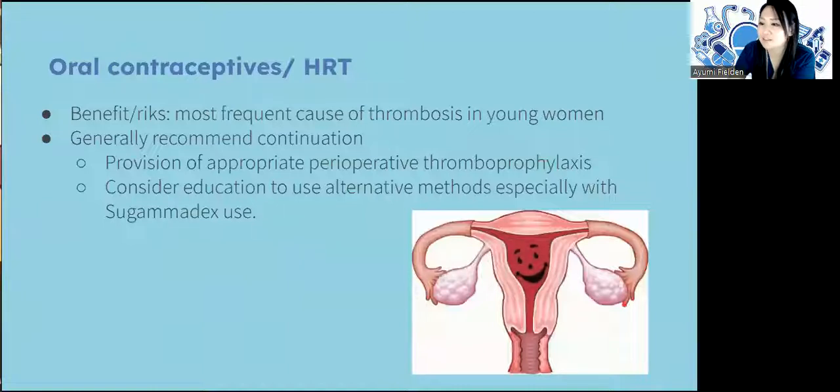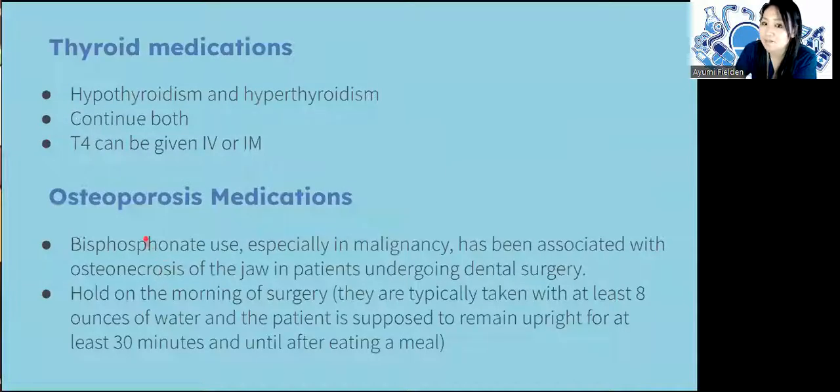So we typically ask them to continue taking the medication, but one thing they need to be aware of: if the anesthesia provider has given Bridion (sugammadex) to reverse the neuromuscular blockade, you need to instruct them to use an alternative contraceptive method for at least 7 days. That's one important thing if they're taking that, but they can keep taking them.